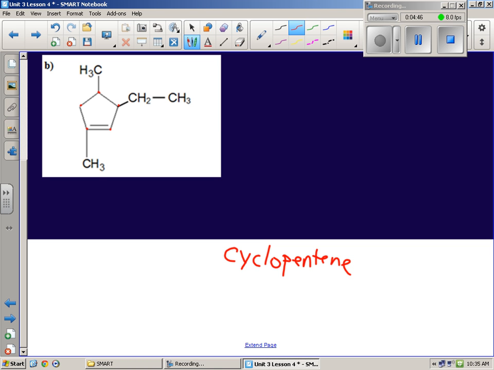And I don't have to put a number with the double bond because I know that in a cyclo kind of structure here, the double bond is always on carbons 1 and 2. So that's given. So it's always on 1 after the first one, basically.